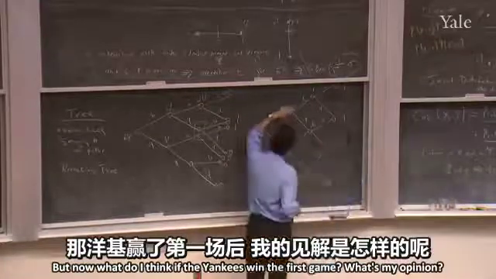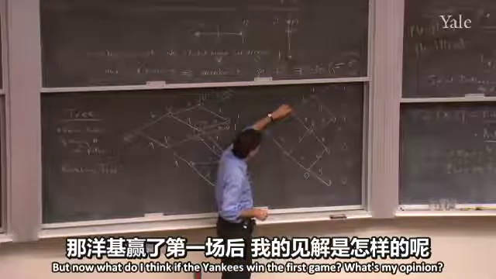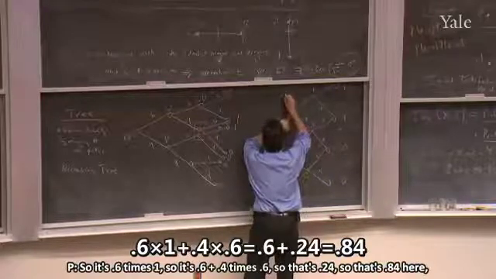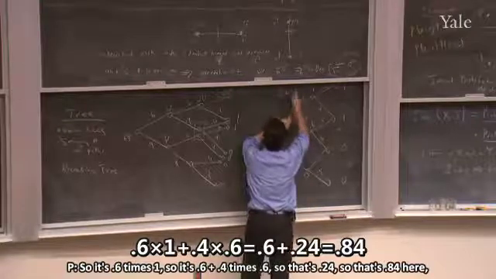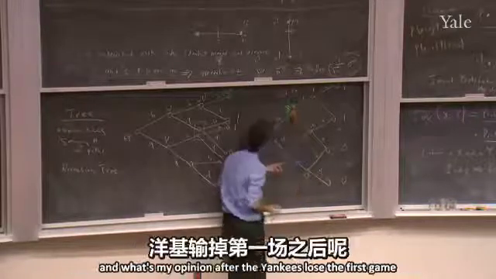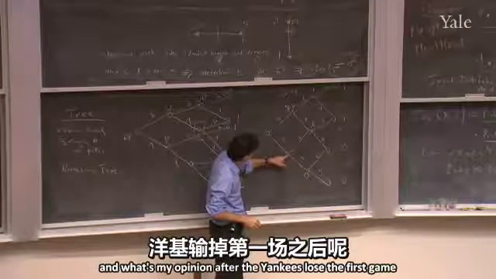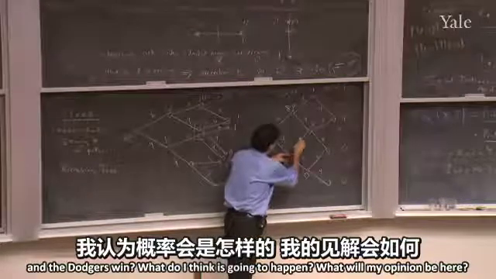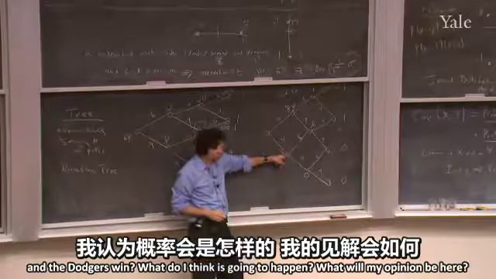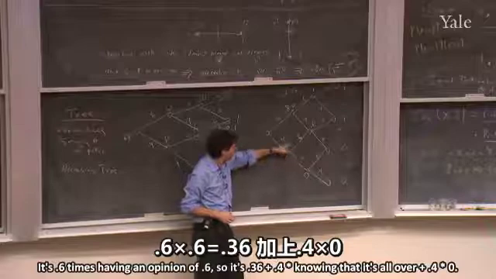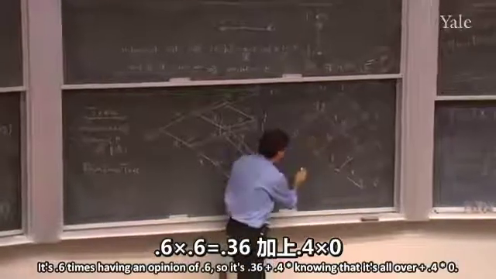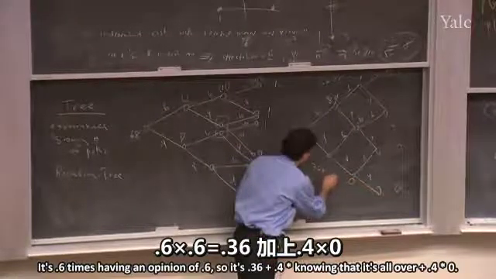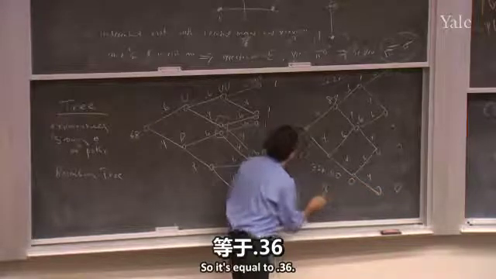But now, what do I think if the Yankees win the first game? What's my opinion? It's 0.6 times 1, so it's 0.6, plus 0.4 times 0.6. That's 0.24. So that's 0.84 here. And what's my opinion after the Yankees lose the first game and the Dodgers win? What do I think is going to happen? What will my opinion be here? It's 0.6 times having an opinion of 0.6, so it's 0.36, plus 0.4 times knowing that's all over, 0.4 times 0. So it's equal to 0.36.